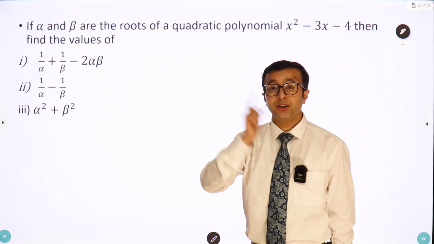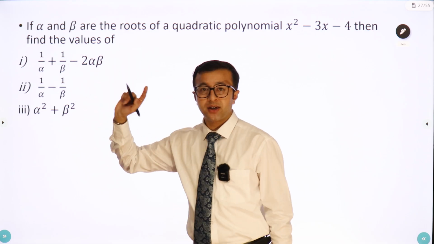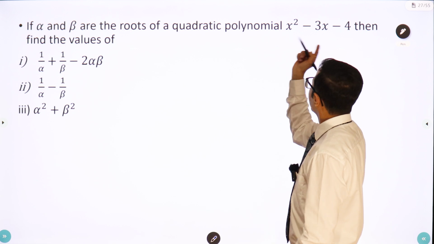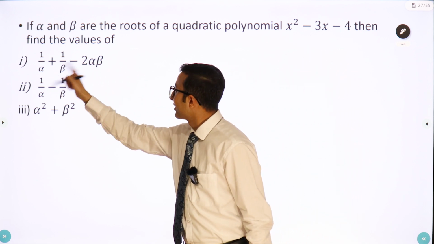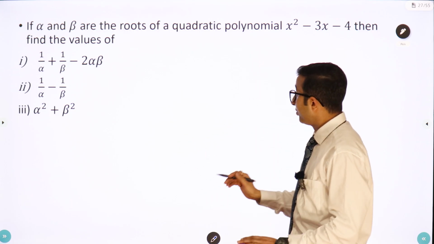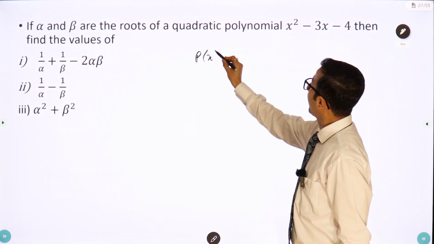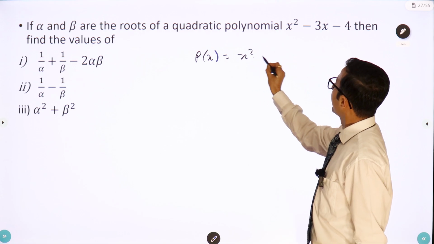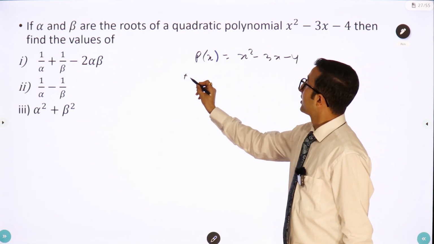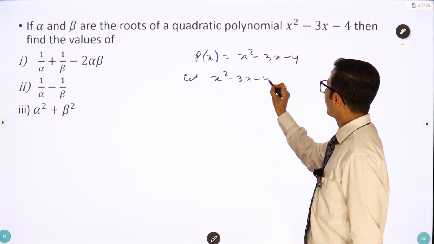You can see alpha, beta here in three questions. If you get the value of alpha and beta, then you put them in the respective places, simplify it, and you'll get the solution. So the polynomial that we have is x square minus 3x minus 4. To find the roots, let p(x) equal 0, that means x square minus 3x minus 4 is equal to 0.